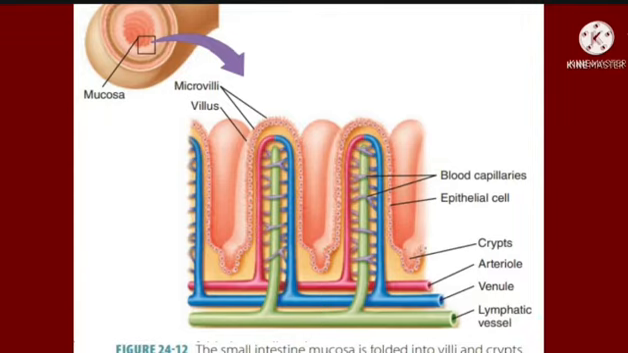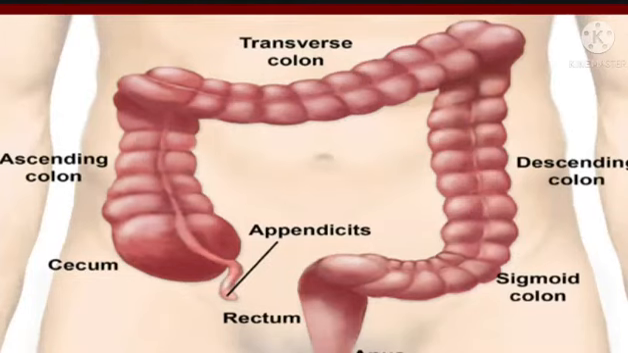The wall of the small intestine bears crypts between the base of the villi, called the crypts of Lieberkühn. The large intestine consists of the cecum, colon and rectum. The cecum is a small blind pouch-like structure that opens into the colon, and it possesses a narrow finger-like tubular projection called the vermiform appendix.